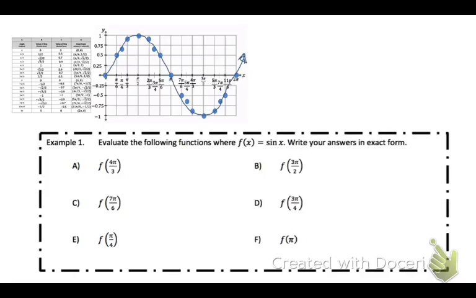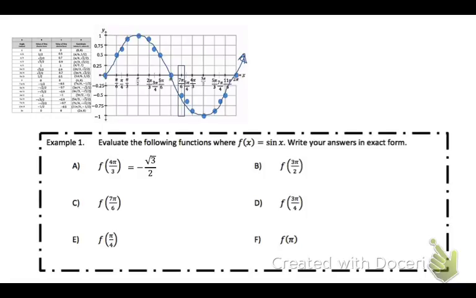So now we need to evaluate these functions and write the exact form. So if we have f of 4 pi thirds, we're going to find 4 pi thirds either on our unit circle or on our sine wave or on our little chart that we drew. 4 pi thirds is right there. And that y value is negative square root of 3 over 2. You could also go to 4 pi thirds on your unit circle, and then the y value there is negative square root of 3 over 2, and that's the same thing.